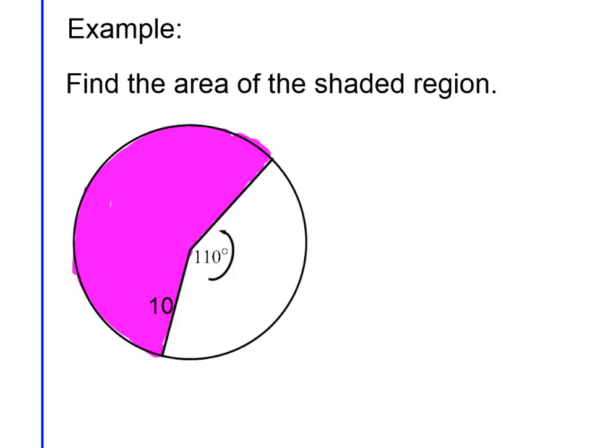In this problem, we want to find the area of the shaded region. The shaded region is not an angle of 110. The 110 belongs to the white region of this circle. So before I can start my formula, I'm going to need to figure out what the angle is that's not given to us. Very simply, we know that these two angles together total 360 degrees. So let's subtract 110 from that and get our angle. That would be 250.